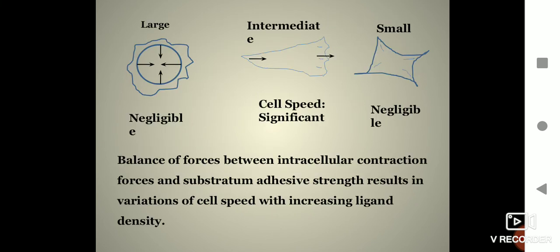So here you can see the first diagram shows when the concentration of the ligand is very less. In that case, there will be no attachment, hence no movement. The second diagram you can see when the correct number of ligands are present, that will help in movement of the cell in a particular direction.